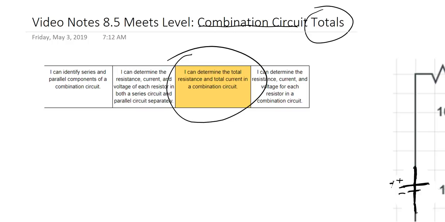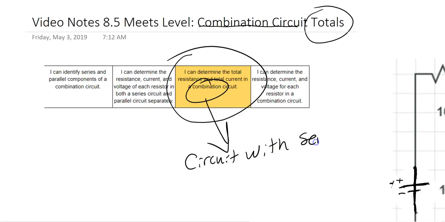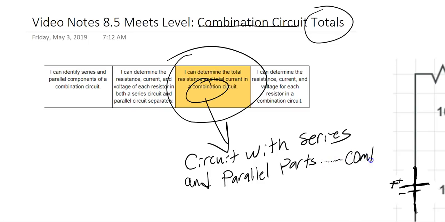So the question is, what is a combination circuit? Well, a combination circuit is a circuit with series and parallel parts, and they are, wait for it, combined. Aha! That's where the word combination comes from.